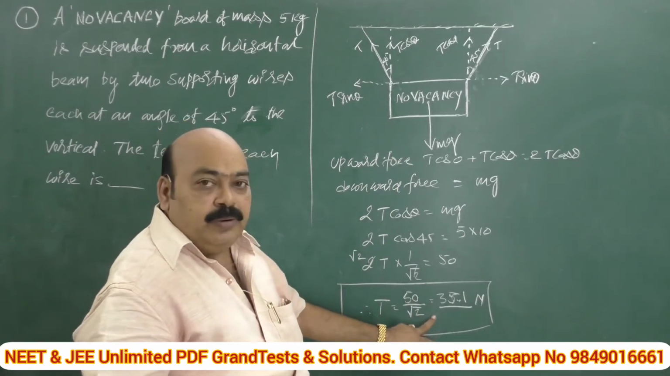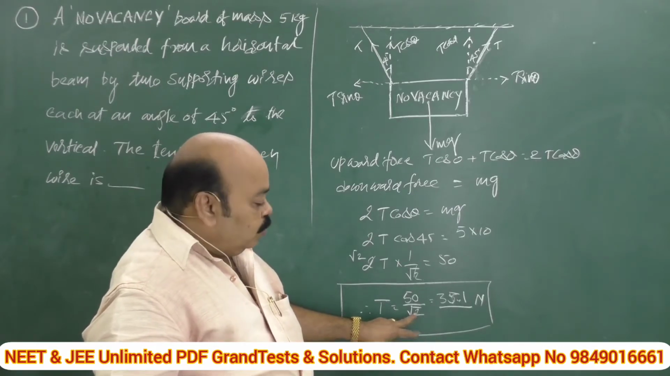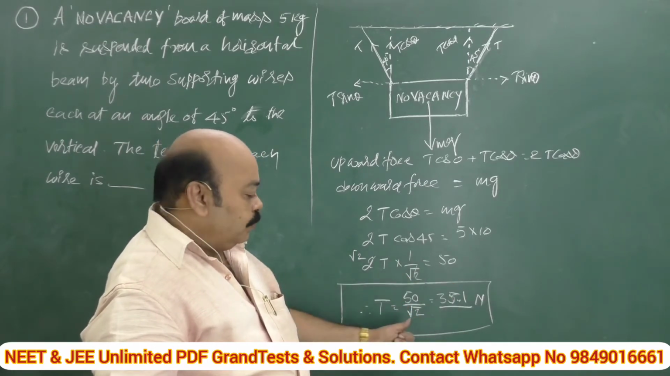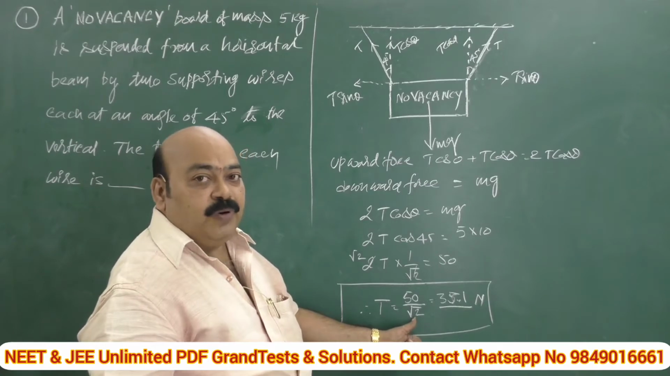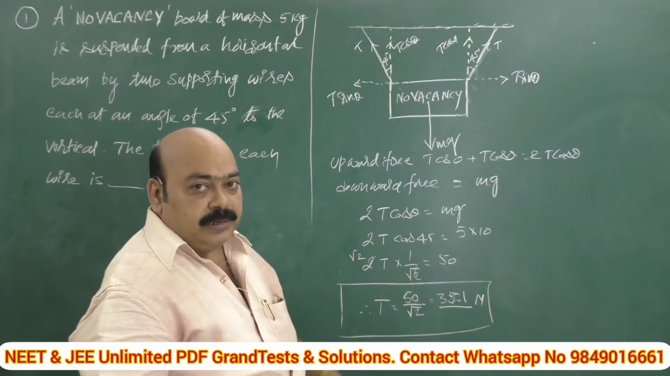In such problems, it is better to go for rationalization: multiply by root 2 divided by root 2. Then the denominator will become 2, 2 into 50, and automatically this comes to root 2 into 25. It is convenient to solve this way because the root 2 value is 1.414, root 3 is 1.732. You should have basic knowledge of this.